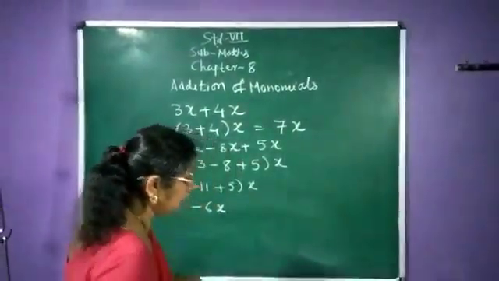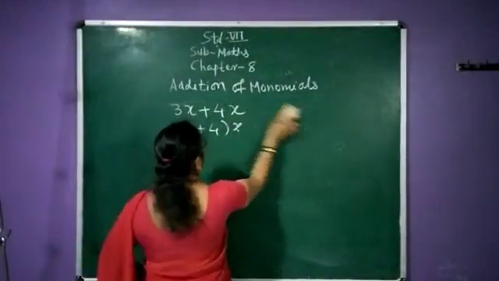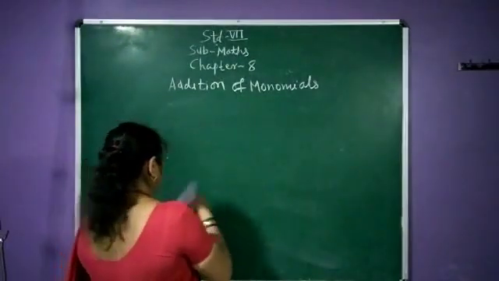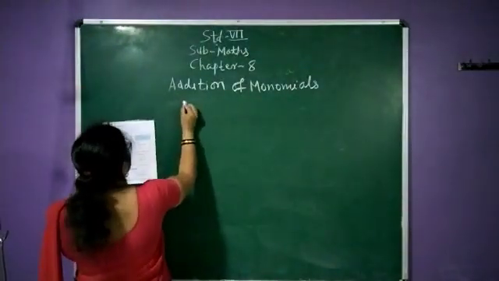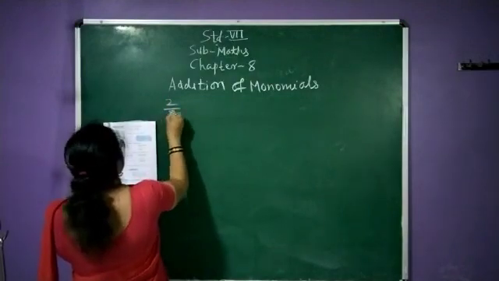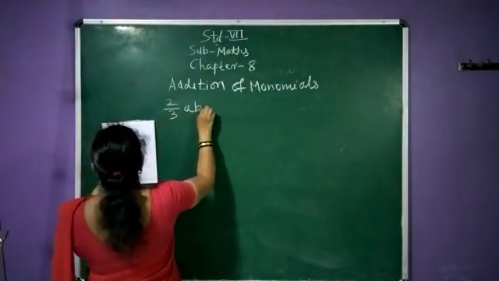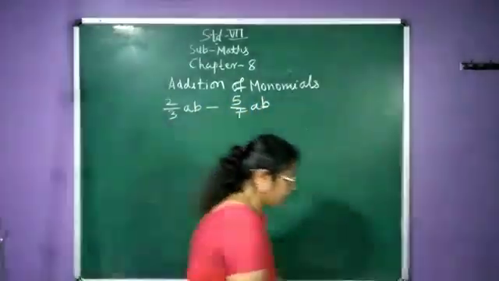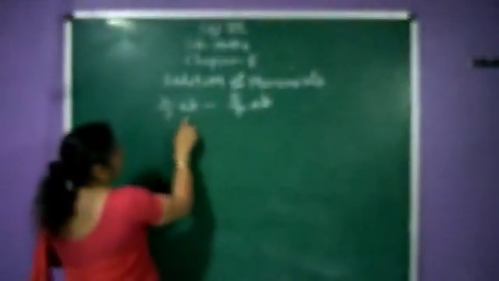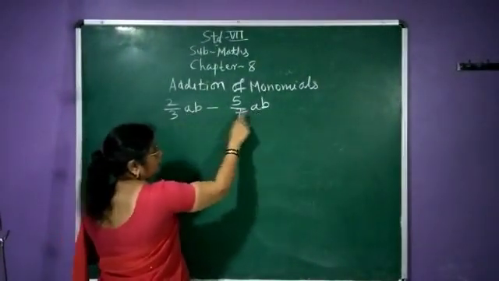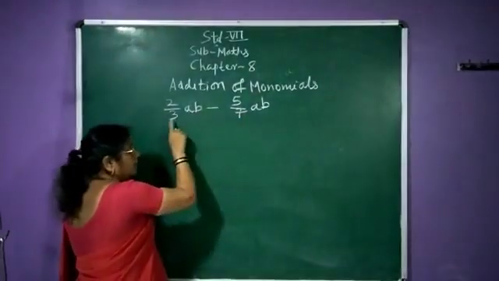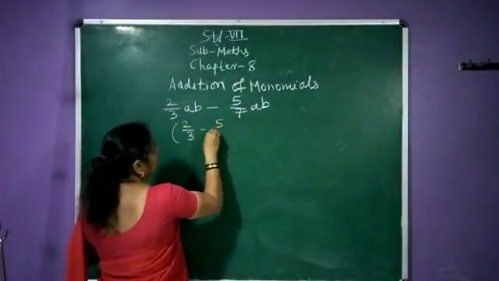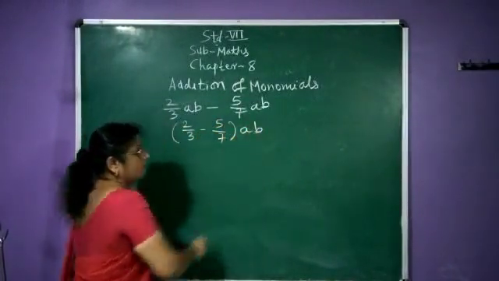Now we will go for the second sum. In the second sum, it is in fractions. This type of fraction addition and subtraction you have done in 5th standard, in the lower class. Okay, 2 upon 3 AB minus 5 upon 7 AB. Now if you see here, the variables are same. Now we will see the coefficients. What we will do is take the coefficients in the bracket and outside we will write the variable.